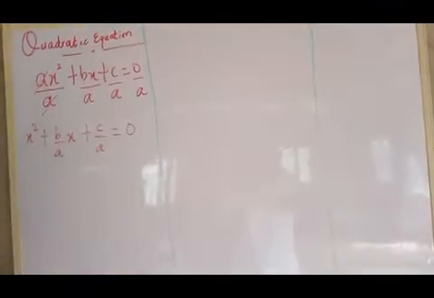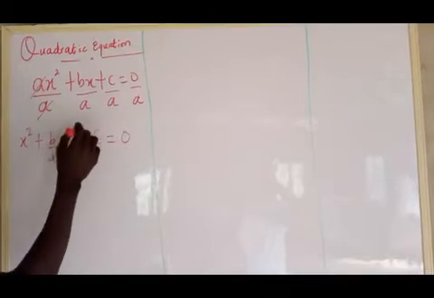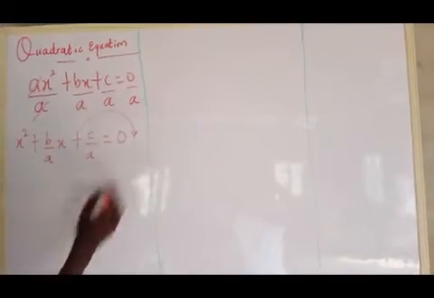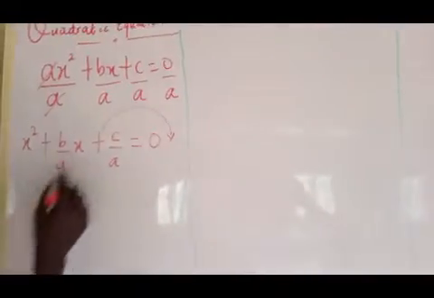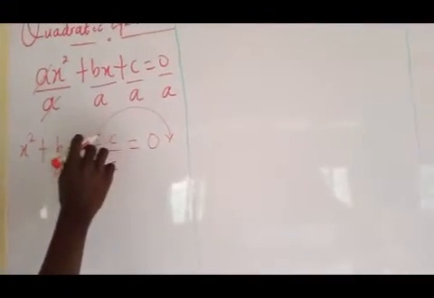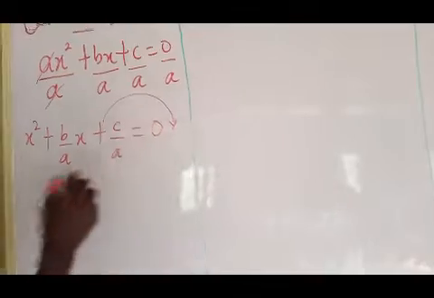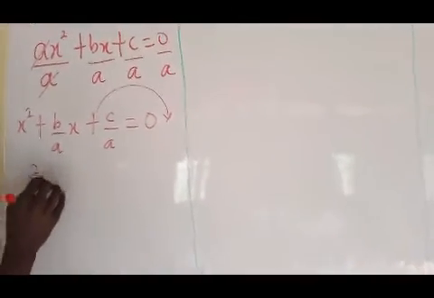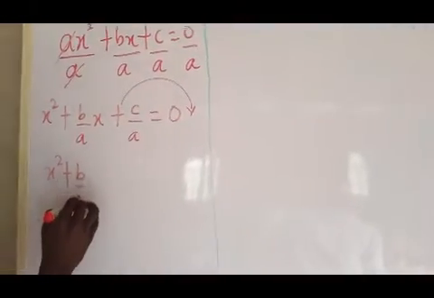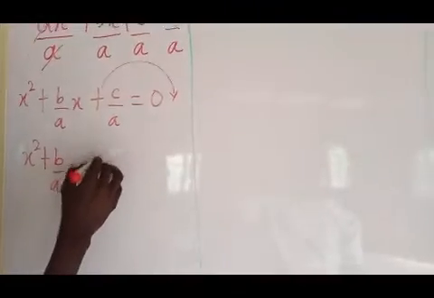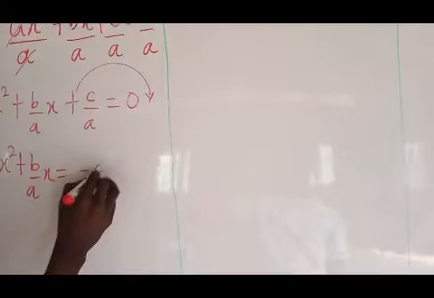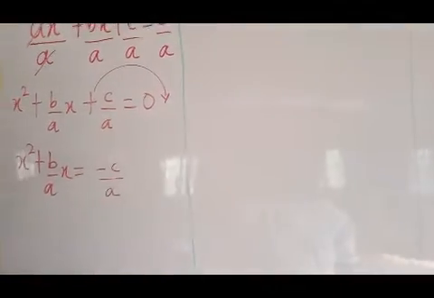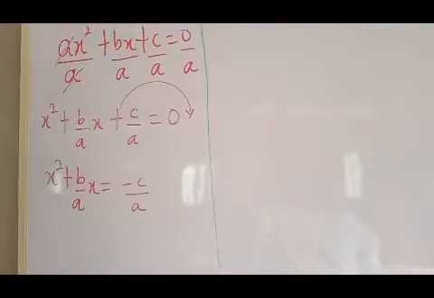0. So after that, the next thing you do is move your constant to this side. So if you move your constant to this side, you have x squared plus b over a x equals to, if you take this to the other side, it will become what? Minus c over a. Do you get that now? So you are going to have minus c over a.